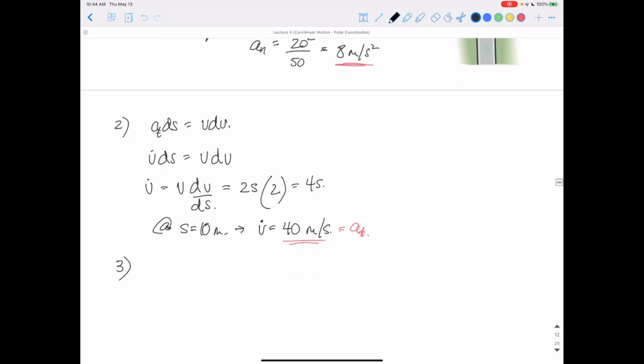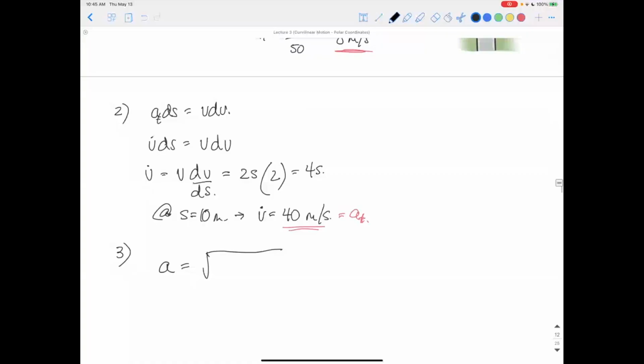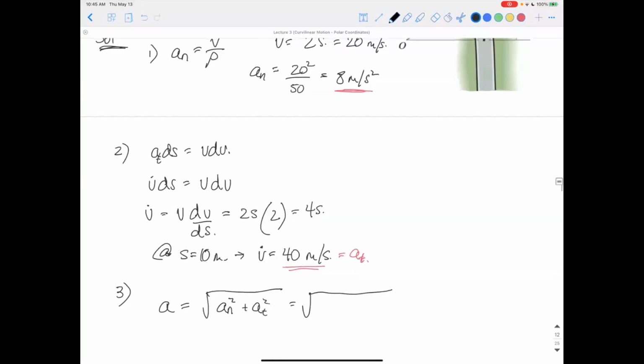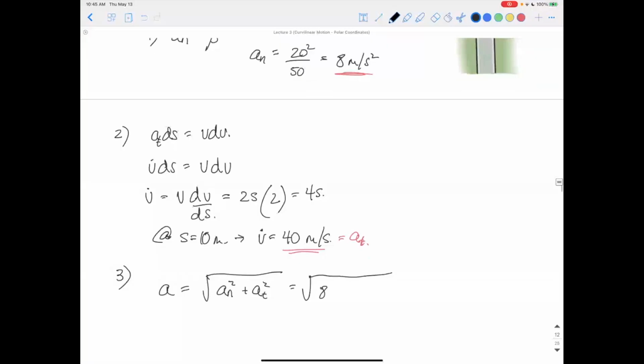So our last step, we're asked to find the magnitude of the acceleration. We just need to take the square root. So the magnitude of acceleration is equal to the square root of an squared plus at squared. So our an was 8, and our tangential was 40.